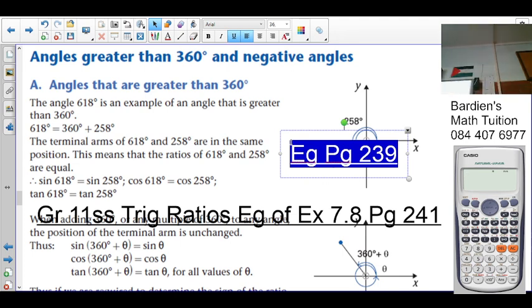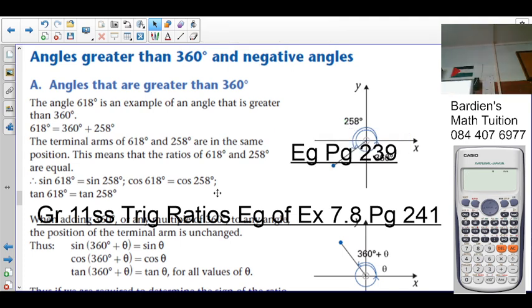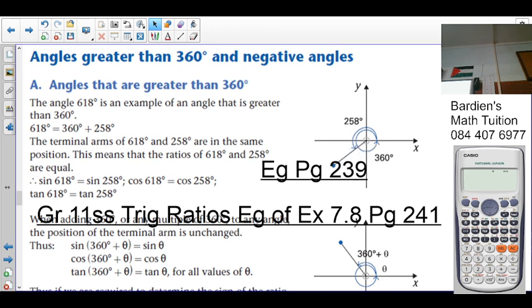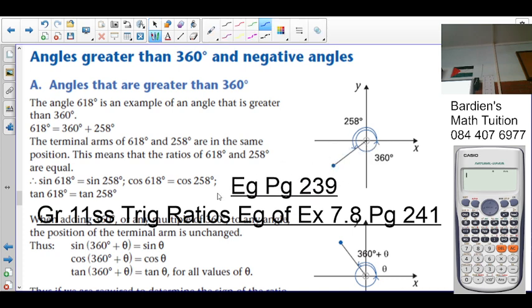Okay. So let's look here. We're saying angles greater than 360 and negative angles. So just check on your calculator. If we take sine of 30, put sine of 30 on your calculator. What do we get? Now if I add 360 to it, what's 360 plus 30? It's 390. Now you check sine of 390.